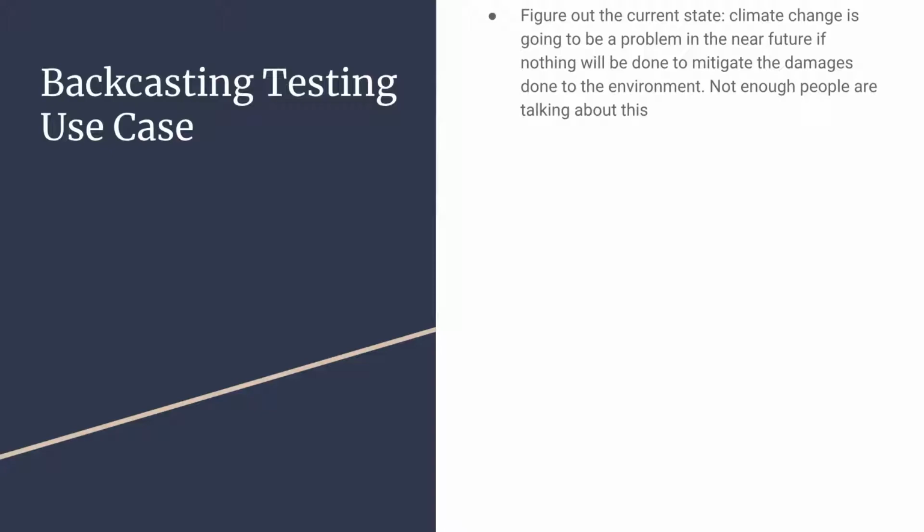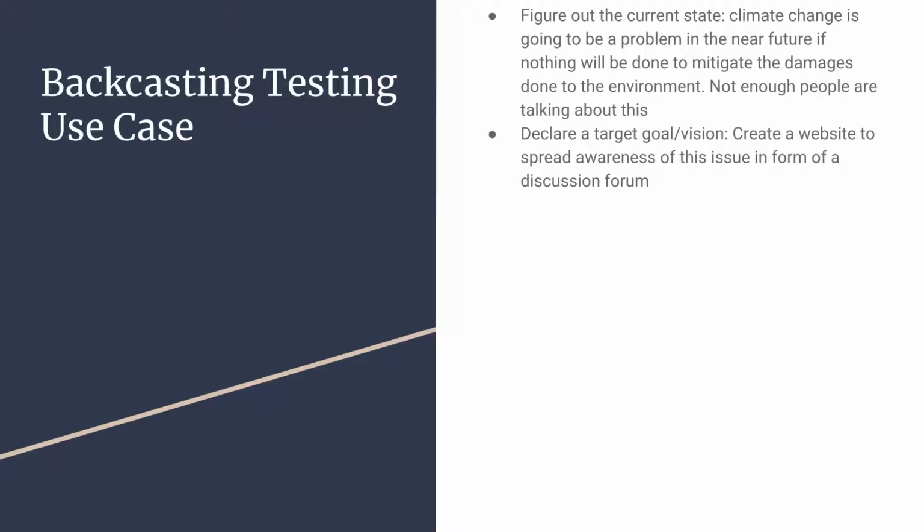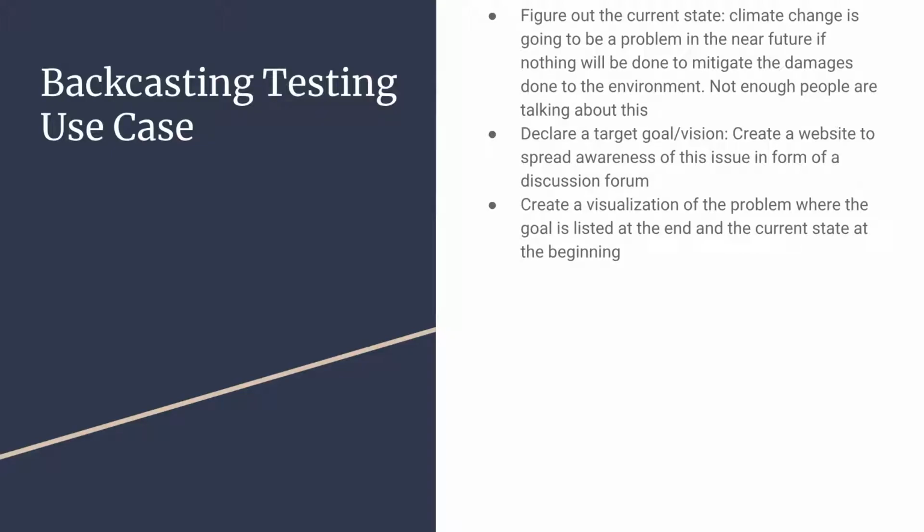So imagine a person or company that wants to do something about climate change. And their goal is to create a website to spread awareness about the issue in the form of some discussion forum. They will now create some sort of visualization, perhaps some sort of chart or node graph, to highlight each feature or step in the middle process.